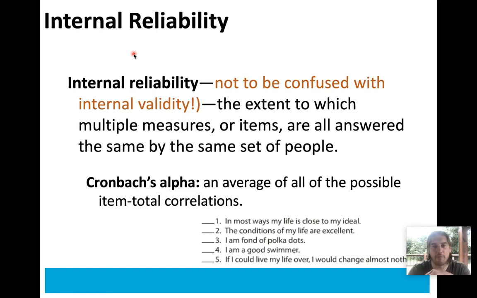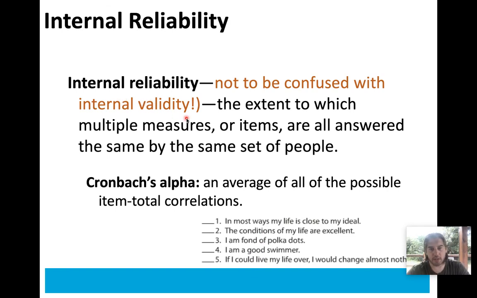Let's see an example of that before we move on. Here we have 5 questions from a life satisfaction scale. And imagine that people are rating from 1 to 5 or 1 to 7. How much do you agree with this statement? 1 would be no agreement, 7 would be high agreement. So, in most ways, my life is close to my ideal, 1 to 7. The conditions of my life are excellent, 1 to 7. I'm fond of polka dots, 1 to 7. I'm a good swimmer, 1 to 7. If I could live my life over, I would change almost nothing, 1 to 7.